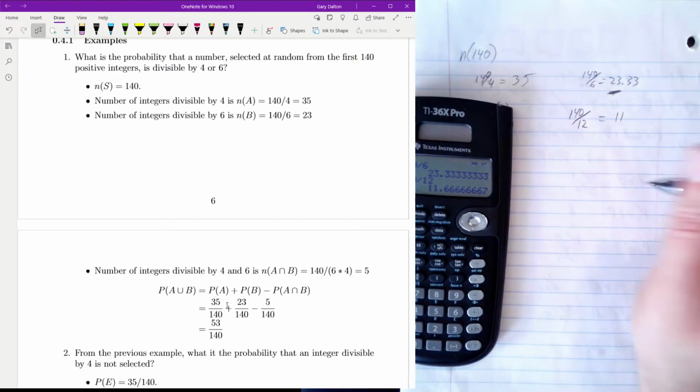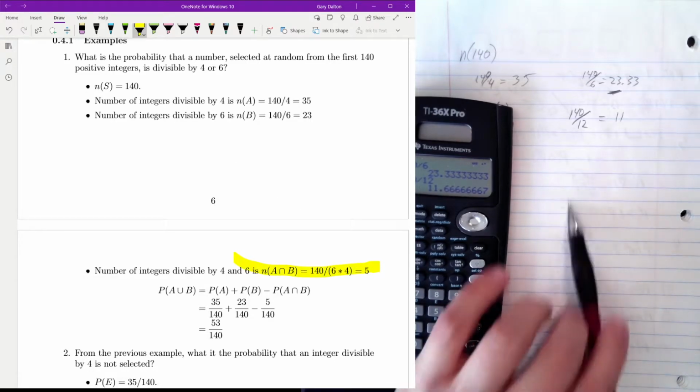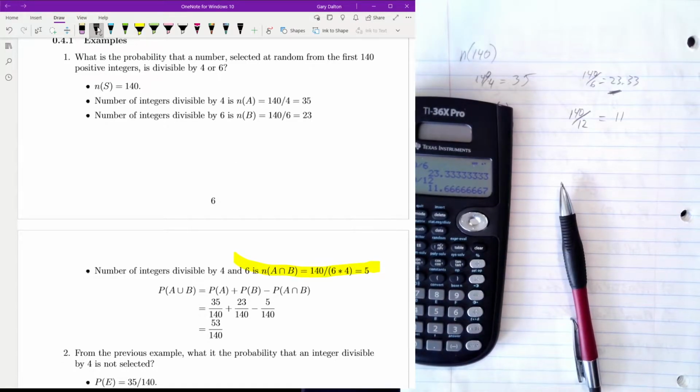So actually, what I have here is incorrect. What I'm doing now is actually correct. So I'm going to quickly mark this as incorrect, and we'll come back to this, because this is wrong. Because the least common multiple is 12.